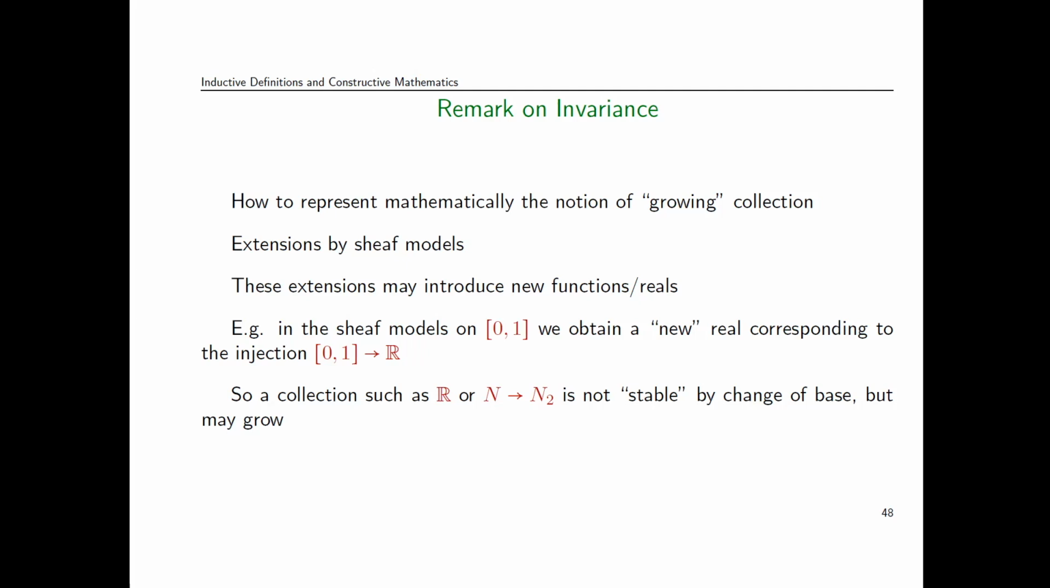Intuitively, the real numbers in the starting model correspond to the constant functions from [0,1] to R. But when you go to these sheaf models, of course, you get new functions. For instance, the injection [0,1] to R is not constant. So it's a new real that you get by sheaf. This is another way to understand how collections are not stable by change of base. A set of functions or a set of real numbers may grow by sheaf extensions.